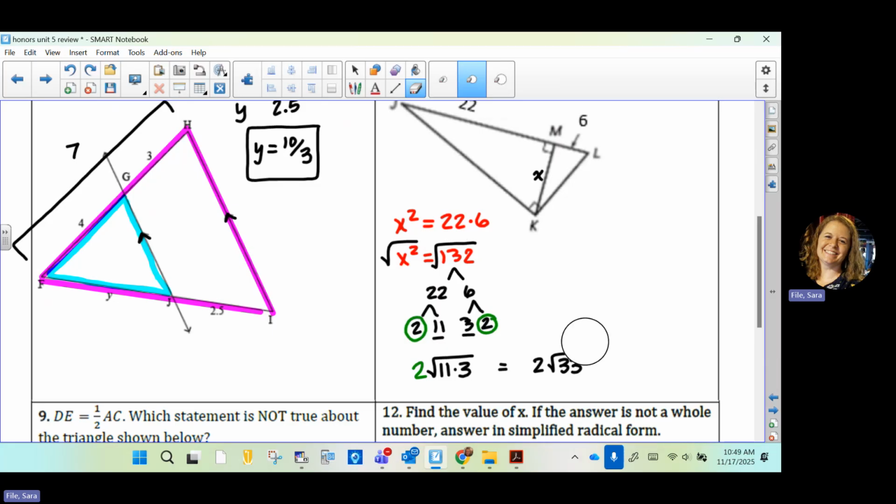Okay, so that is the, why are you erasing? It's supposed to be outline.